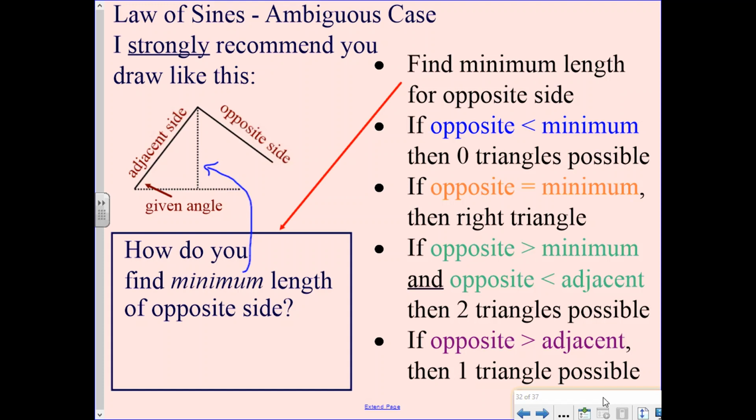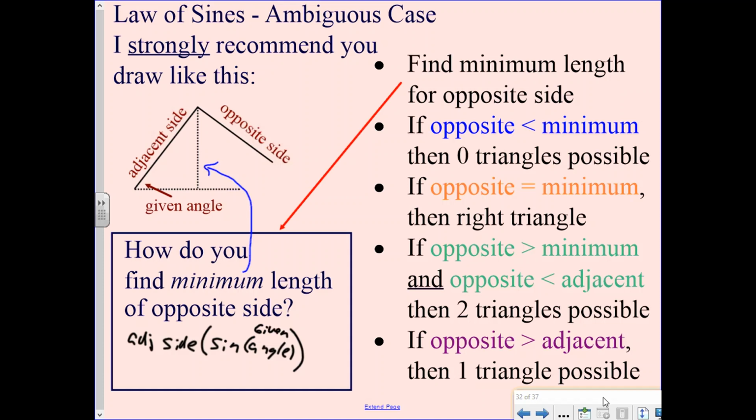So, and just to recap also, how do we find the minimum length of the opposite side? What is that minimum length going to be? It's always going to be the adjacent side times the sine of the given angle. Okay? So whatever the adjacent side is, multiply that by the sine of the given angle, and that will be your minimum length.